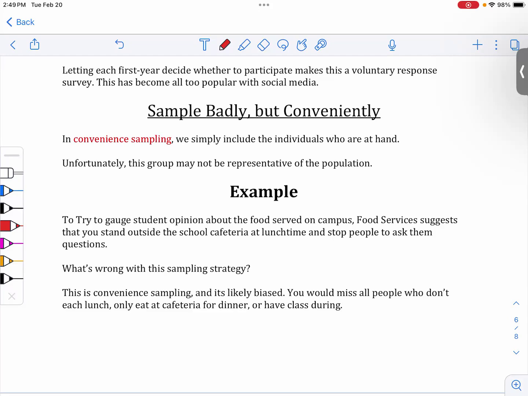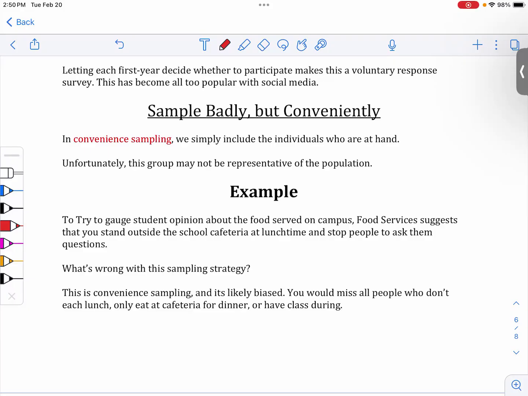What's the problem with that? You missed anyone who couldn't make that period. Yeah, and maybe specifically anyone who works Friday. All right, a lot of students tend to work Friday through Sunday because, right, you have classes Monday to Thursday, and then that's a good time to work.